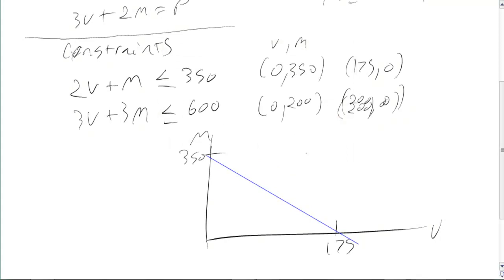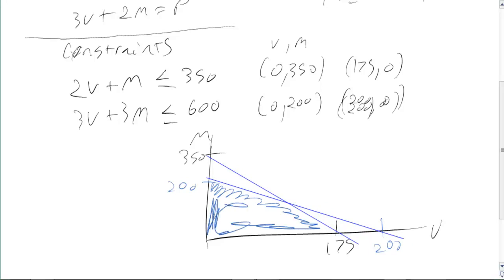Okay, so then for the next line, this one's going to go at 0, 200, and 200. So then this line will come along here. I guess they're both blue. Whatever. So now we need to shade. So they're both less than or equal to, so if we do a test point of 0, 0 on both of them, 0 plus 0 is less than, so that's true. So they're both shading down. So our solutions region is going to be trapped inside here.